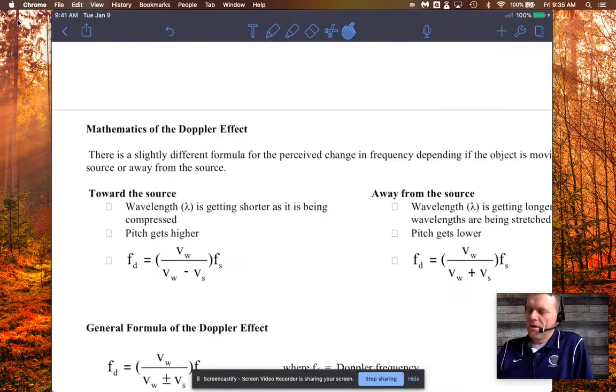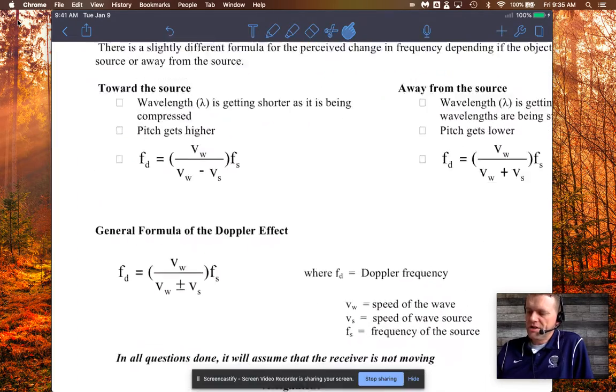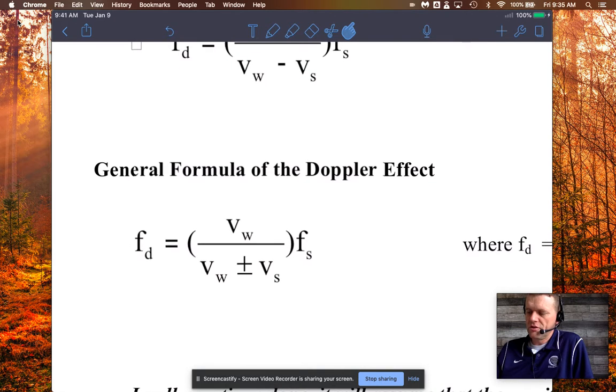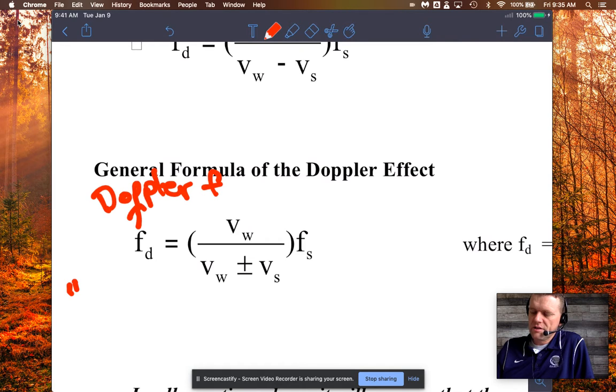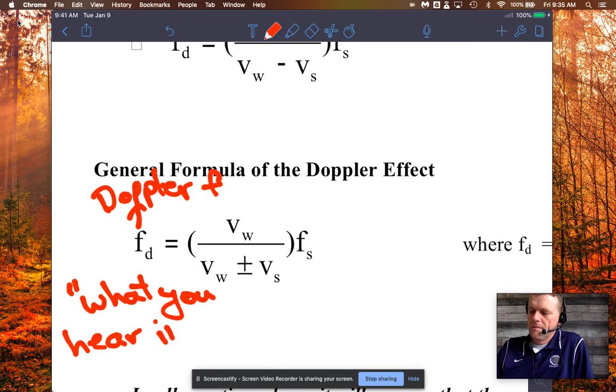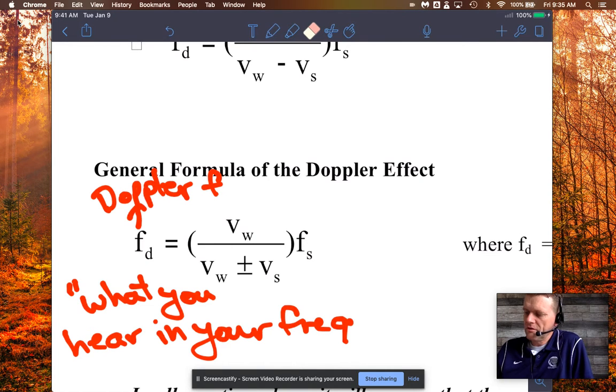The Doppler effect formula on your formula sheet is this right here, but there are two variations if you're starting to see it. FD stands for the Doppler frequency, and I like to think of this as what you hear in your ear. This is the frequency that the observer hears.